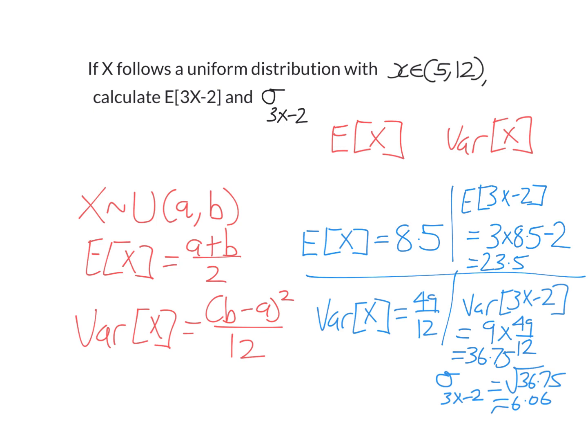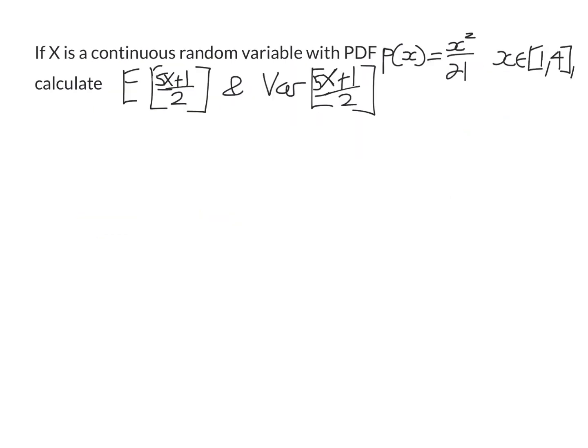So let's do one example that's a little harder. We're going to calculate the expected value and variance of 5x plus 1 on 2, where x is a continuous random variable with this PDF between 1 and 4. As I said previously, what we're going to first do is calculate E of x and also variance of x, and then use the rules for expectation and variance on the first slide.